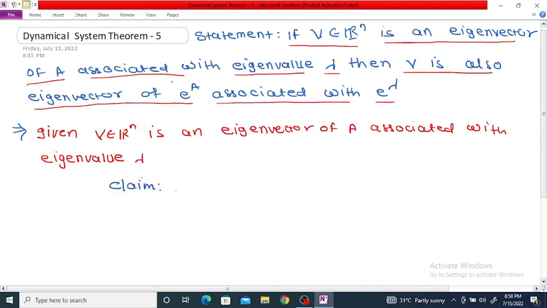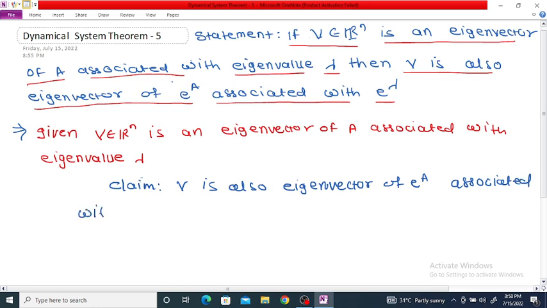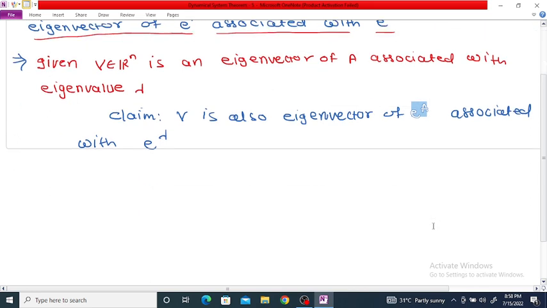Claim: v is also an eigenvector of e raised to A associated with eigenvalue e raised to lambda. That is, if lambda is an eigenvalue of matrix A, then e raised to lambda is an eigenvalue of matrix e raised to A. This is what we want to prove here.